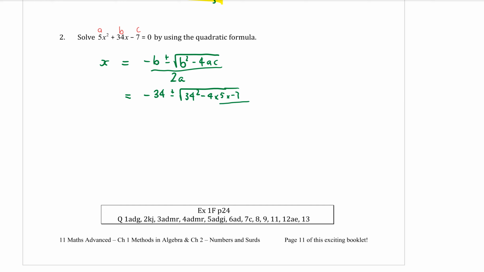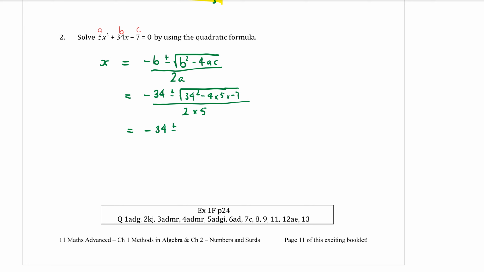over 2a, and a is 5, so 2 times 5. Now this question hasn't specified how to leave the answer, exact or decimal, so I'm going to work it out exactly, because it comes out quite nicely, this one. We're nearly done. And we have a double.